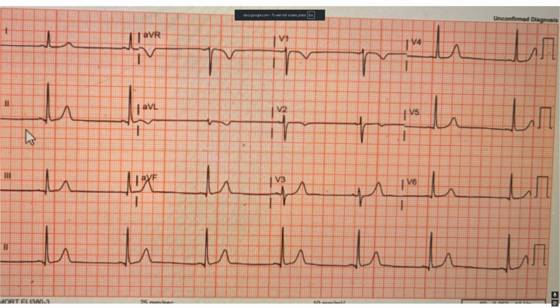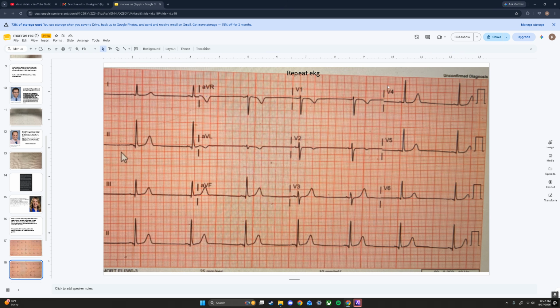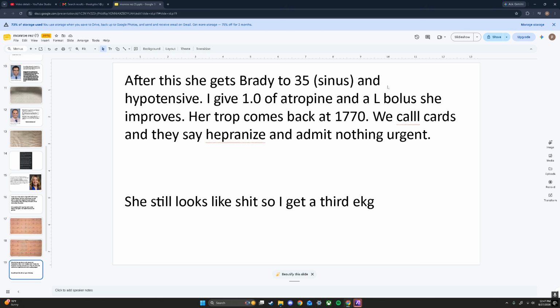I mean, the only thing that really changed was this morphology in 2, 3, and AVF. In fact, let's compare them side to side. See here the previous one, like 2, 3, how it curves up slope, and now it's more linear. I mean, that's about it. So what happens?